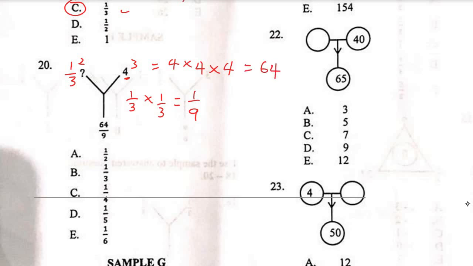Take the product of both of them, like multiply them together. The first is 1 out of 9 times the second, which is 64. 1 times 64 is 64, and then you have the 9. So that satisfies this. That means 1 out of 3 is correct, which is option B.